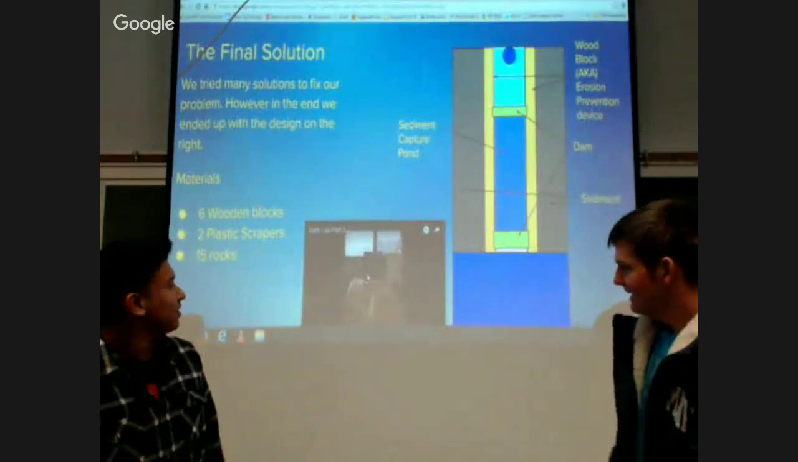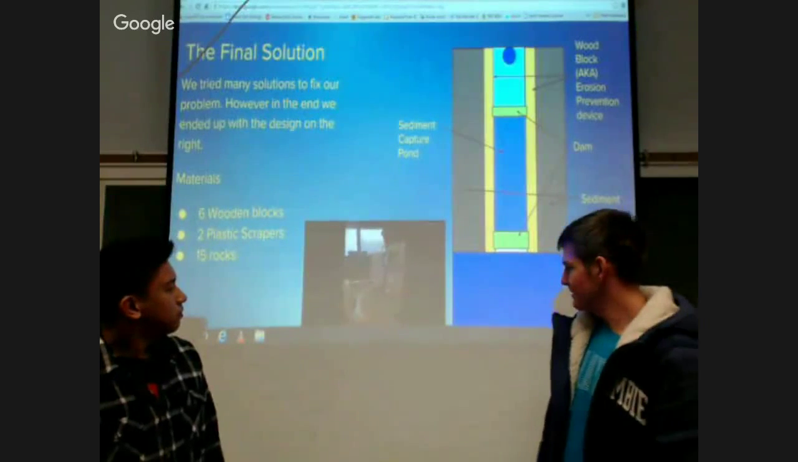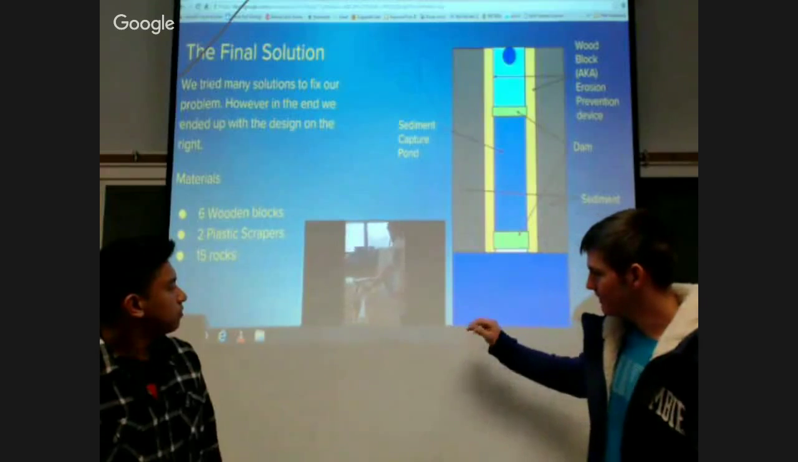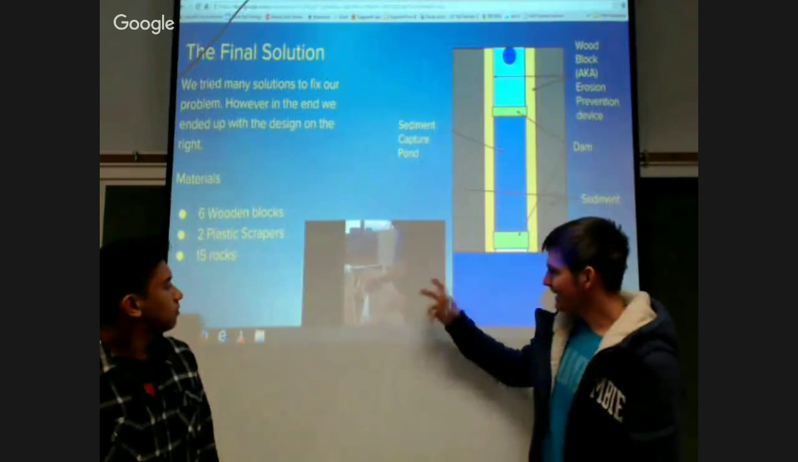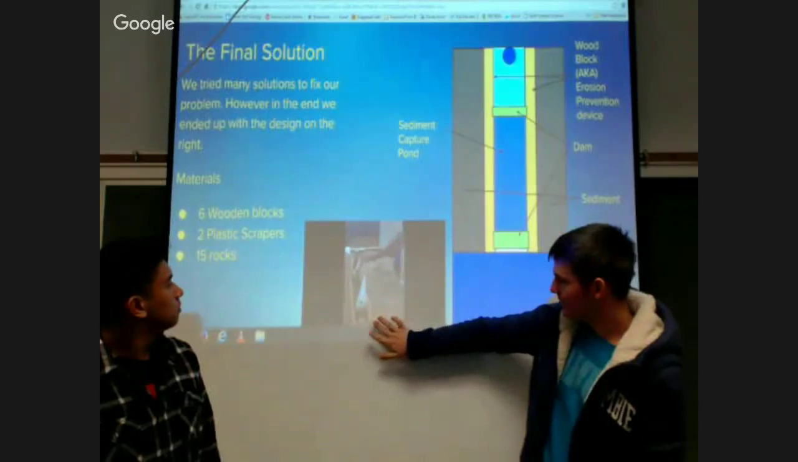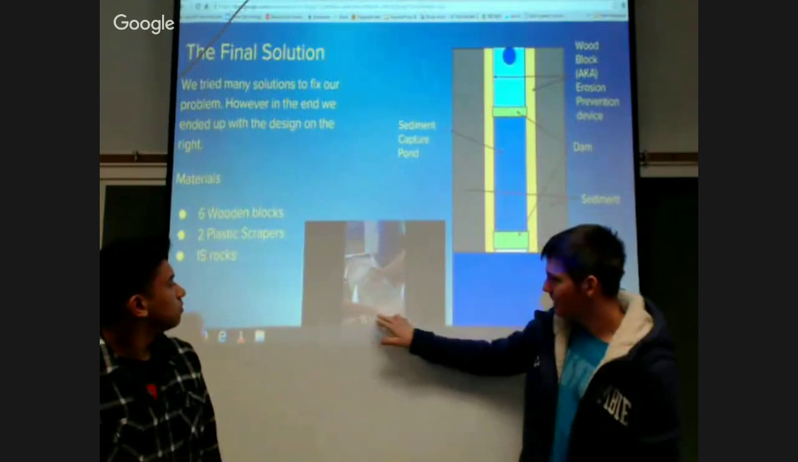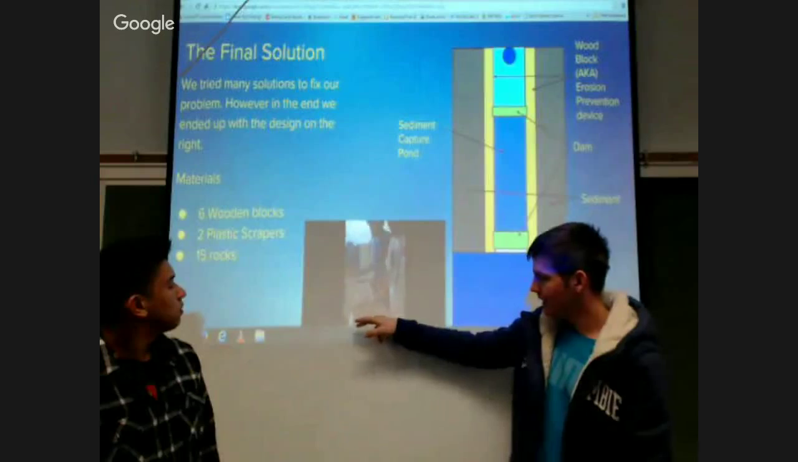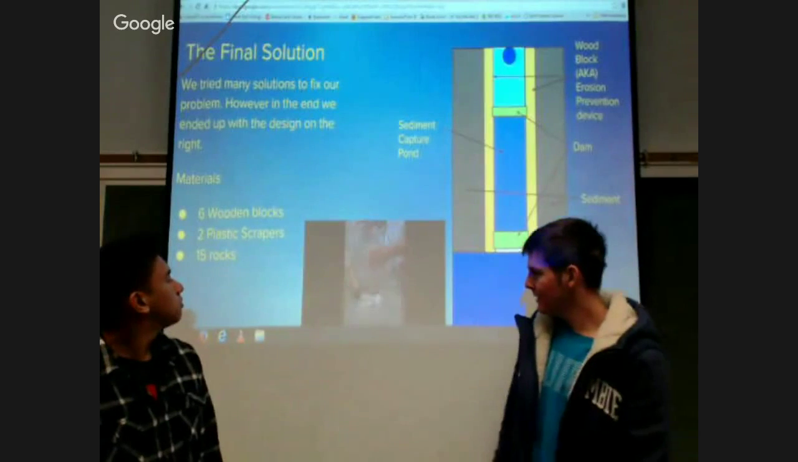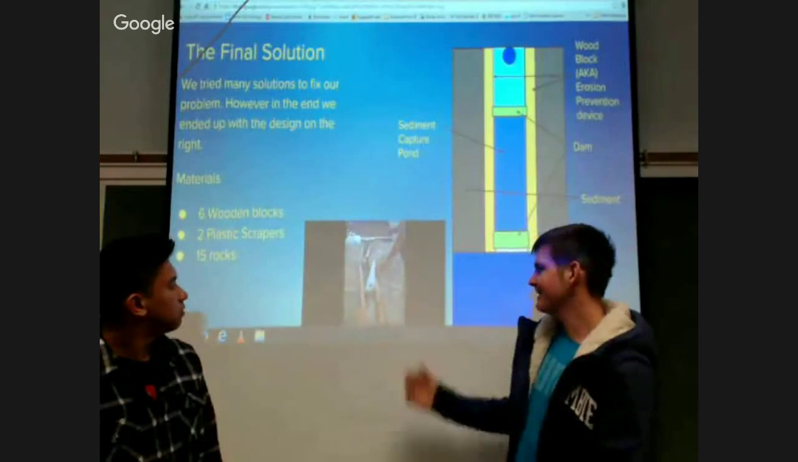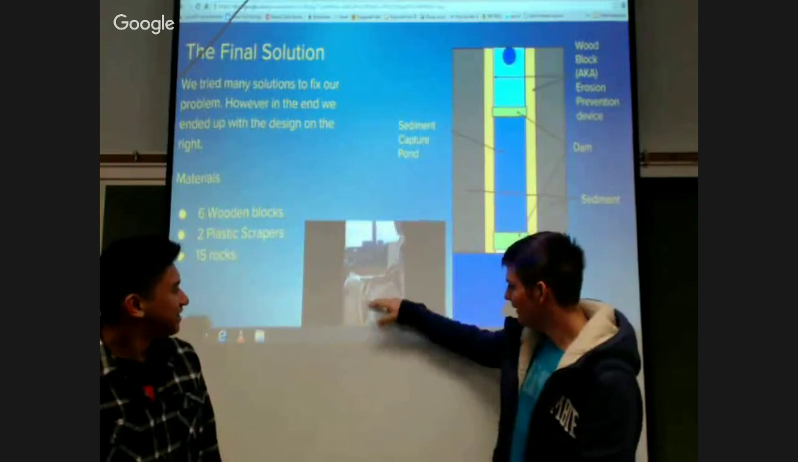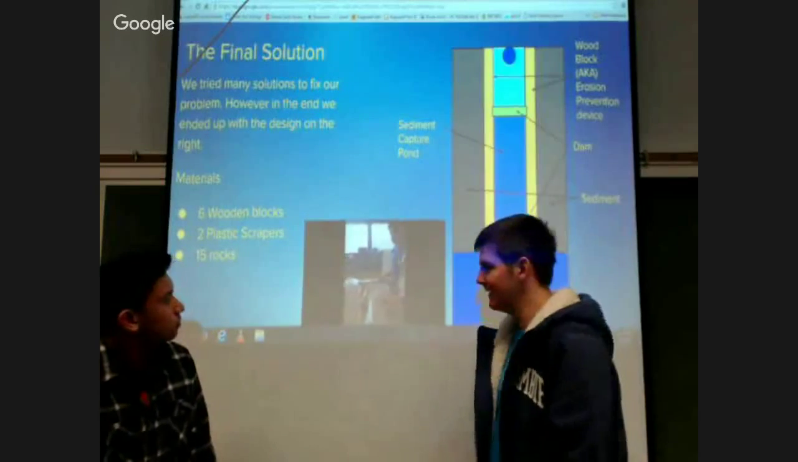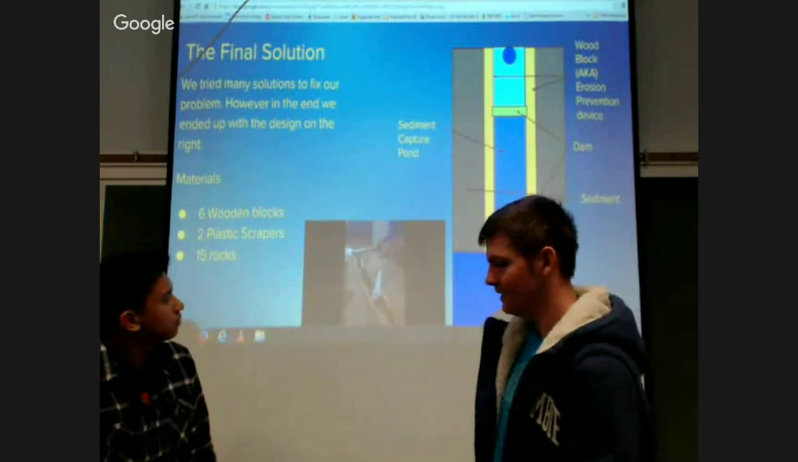Okay. All right. Well, you can't really see it because it's kind of being blocked down here, but you can see how the sediment is being contained by the blocks, and the plastic pieces that we have there are used as our dam. However, all the water is clear, and the sediment is just fine.